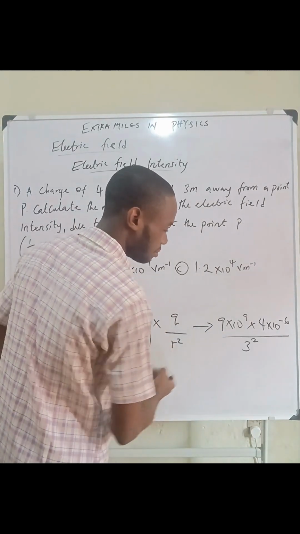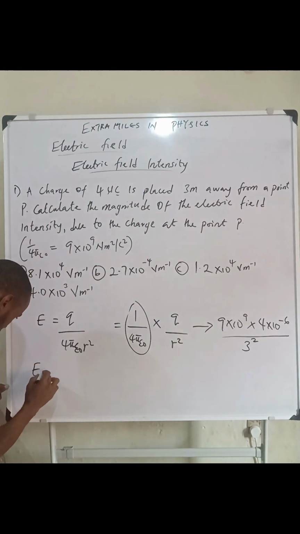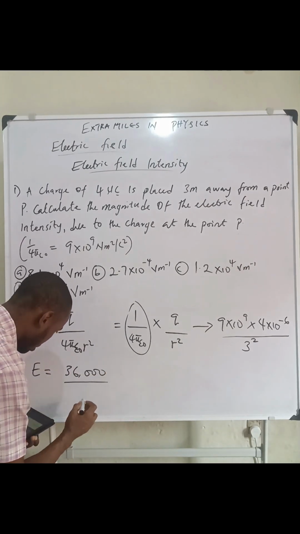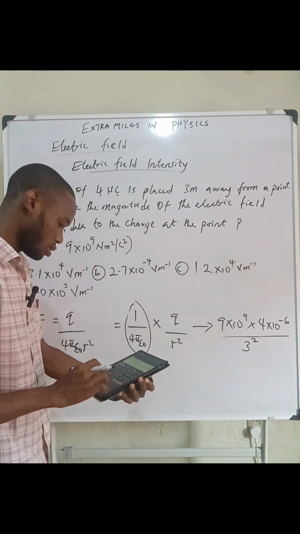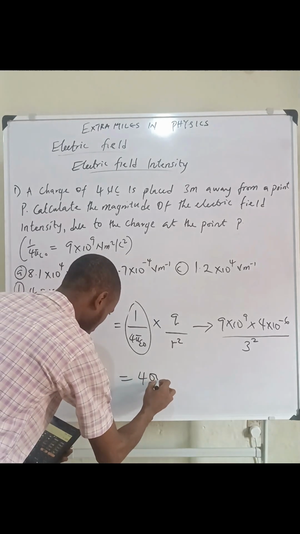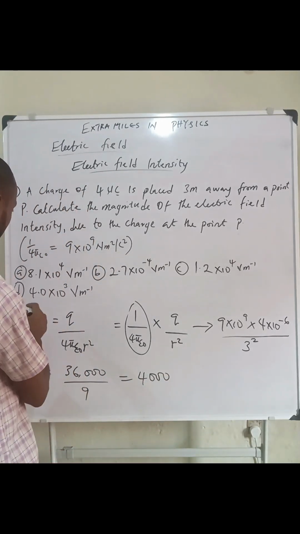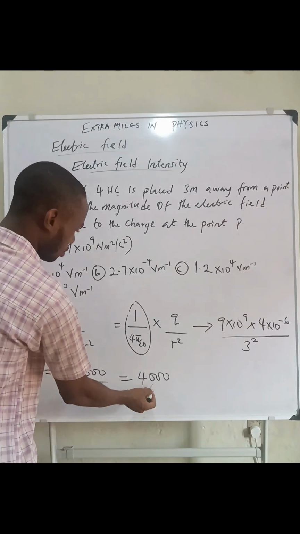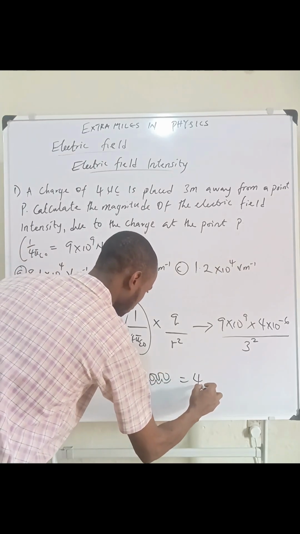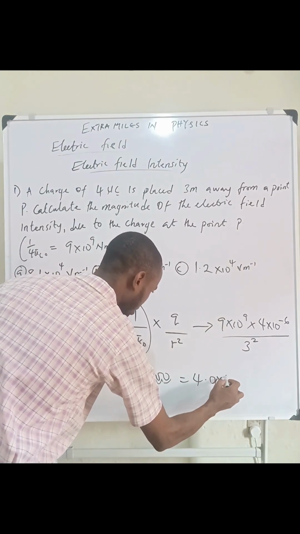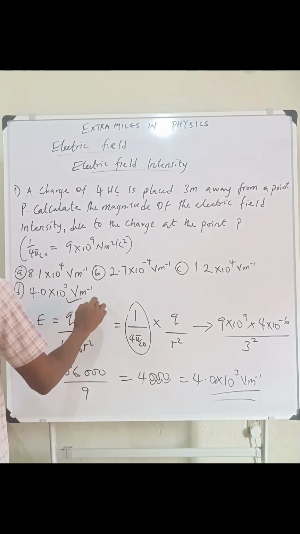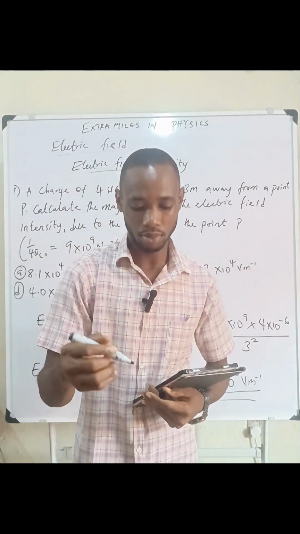So let's use our calculator and confirm. We're having that our E will be equal to 36,000 all divided by 9, which is 3 raised to power 2. When we say divided by 9, that is giving us 4,000. Now their answers are all in standard form. So when we convert this to standard form, we move our decimal 1, 2, 3 places, and that's giving us 4.0 times 10 raised to power 3 volts per meter. And with this, the answer is D.